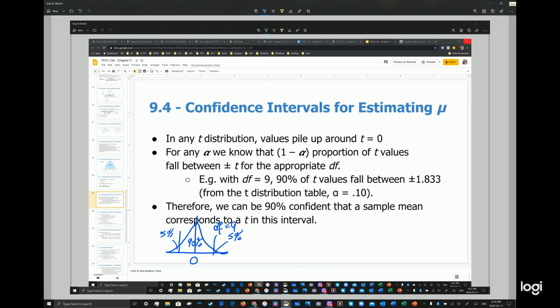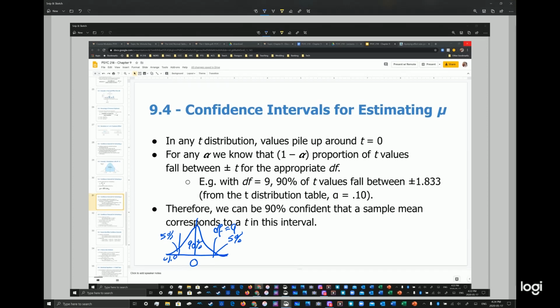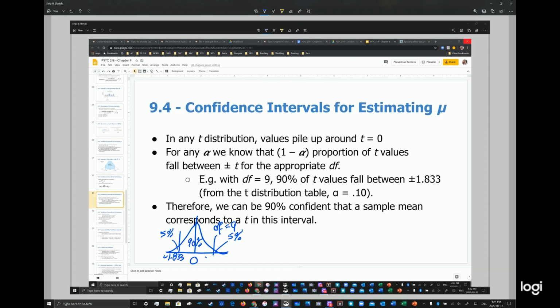So once we find that critical value, plus or minus 1.833, and once we know what the sample mean is, then we can calculate the actual interval of means. And therefore, after calculating that confidence interval, we can say something like this: we can say with 90% confidence, quote unquote, that a sample mean would correspond to a t-value in that particular interval.